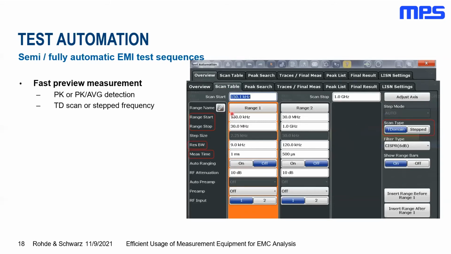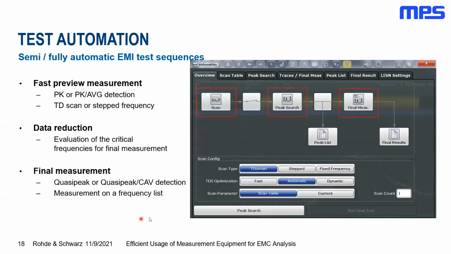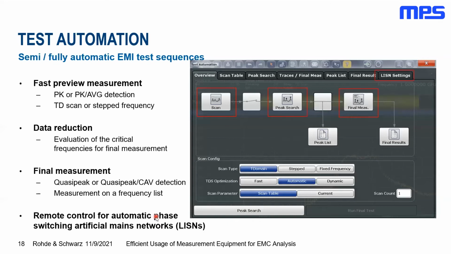We shall also not forget to define the correct frequency ranges, so which ranges have to be measured according to which standard, and also which filters shall be used for peak search and final measurement, like stated before. And also very nice: if you have an automated LISN for switching between these different phase combinations, you could also integrate the switch inside the firmware of the ESW, and therefore remote control the LISN from the measurement receiver.